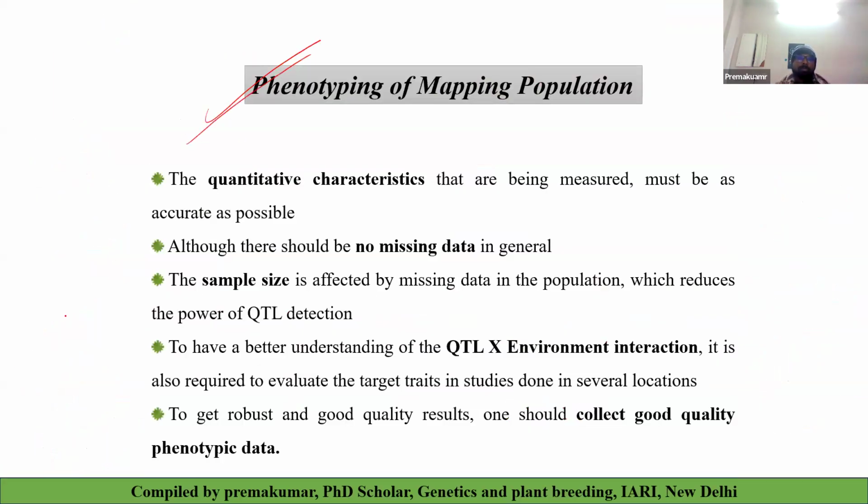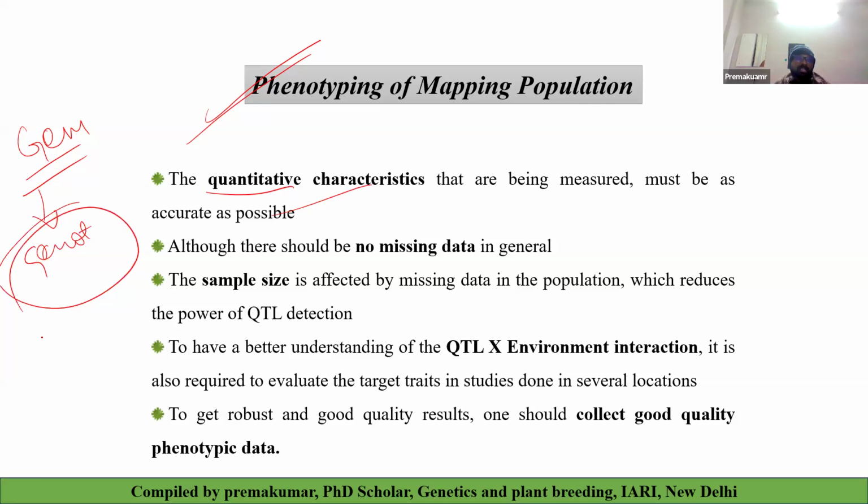Then phenotyping. How can we phenotype? There are different traits. Some are quantitative traits, some are qualitative traits, which can be measured. But whatever information you give to the machine, it will give the genotypic data. Your interference in the genotypic data is nothing. You throw something, it will give something. But whenever you do mapping, phenotyping is very, very important. If phenotyping is wrong, even though genotyping is good, everything will mess up.